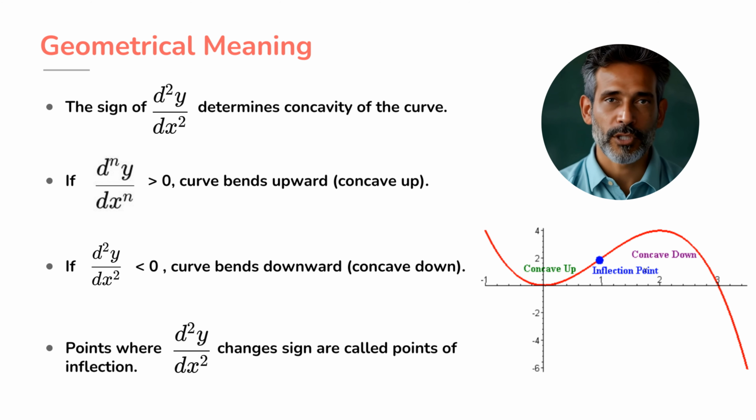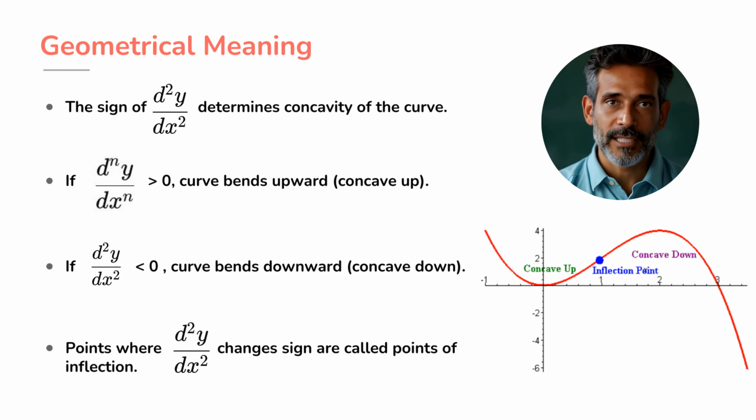Let's now explore the geometry behind the second derivative. The sign of d squared y by dx squared tells us the concavity of the curve. If d squared y by dx squared is greater than 0, the curve is concave upward, like a smiling face. If d squared y by dx squared is less than 0, the curve is concave downward, like a frown.